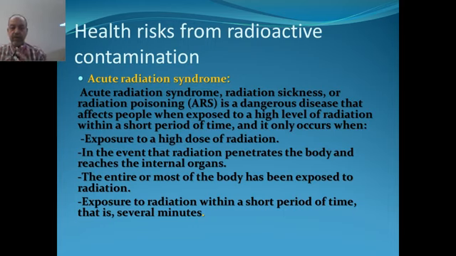How does acute radiation syndrome happen? When exposed to a high dose of radiation, as around where an atomic bomb is dropped. In the event that radiation penetrates the body and reaches internal organs like the liver, like the heart. It also happens when the entire body, or most of the body, has been exposed to radiation, and may be affected by this contamination. The first is exposure to radiation within a short period of time, even several minutes. Even if you have radiation for several minutes, you may have acute radiation syndrome.